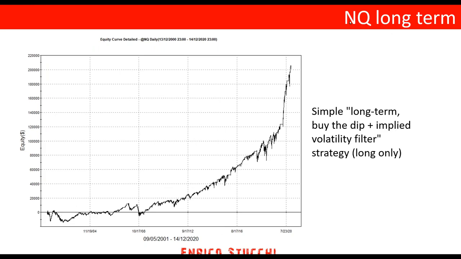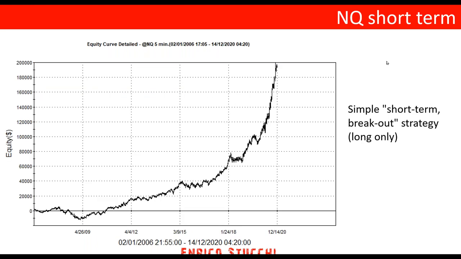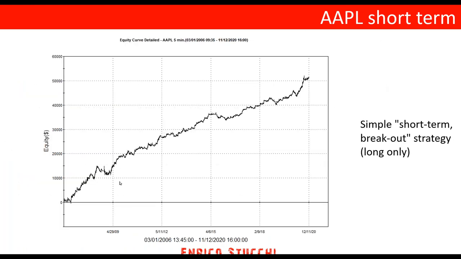While, for instance, with NQ in the long term, a simple buy the dip filtered with implied volatility, so VIX, for instance, goes very well, especially during the last 10 years. So on a daily basis, Nasdaq, I prefer to buy the dip instead of buy breakout. But if I'm going to a short term, so I'm using, for instance, 5 minute charts, the simple short-term breakout strategy works very well. And also for Apple, the simple short-term breakout strategy, long only, works very well.